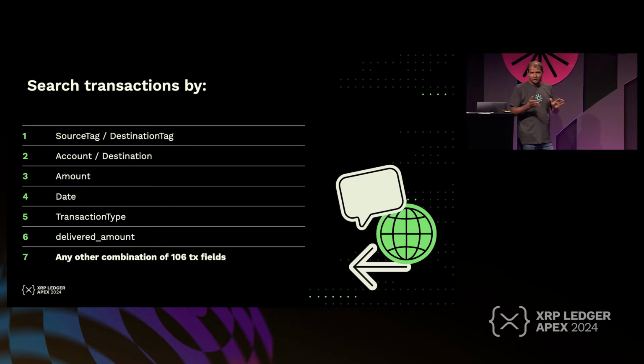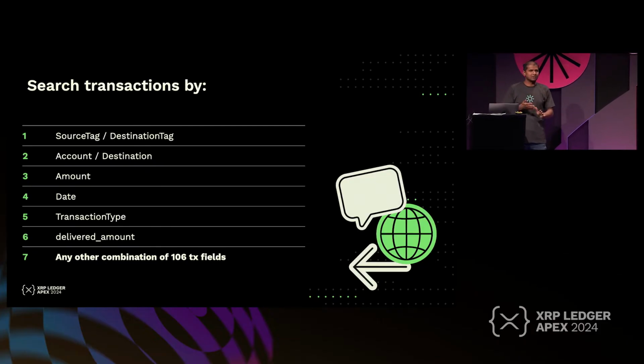This is an API only right now. We'll talk about it. It's possible to search for a transaction using source tag, destination tag, which is one of the most common questions. Using account and destination, using amount. Let's say I want to search for a transaction which has 11 to 12 XRP, which I sent 6 months ago. I don't know what the hash is. Can you search it? And any of the other 106 transaction fields.